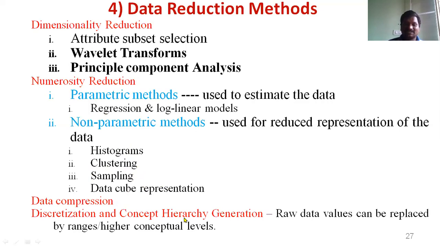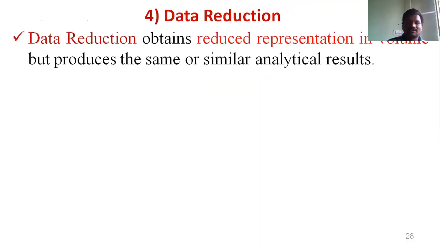How can you perform discretization? And what is a concept hierarchy? How can you map a lower level concept into a higher level concept? That is the information we will discuss here. First, what is data reduction? How can you represent data reduction? Data reduction is a reduced representation of data.